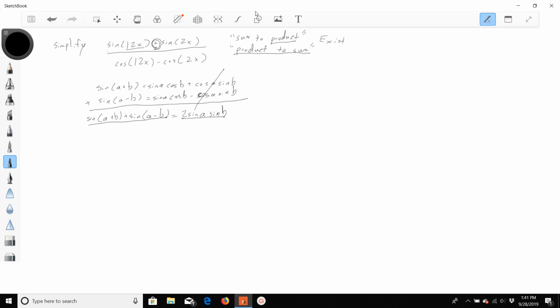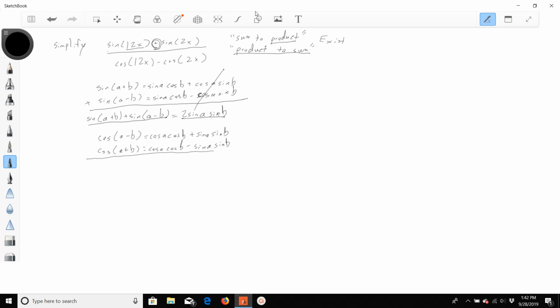Now we have two cosines here, so I'm going to list the angle addition formulas for those as well. We know cosine of a minus b is equal to cosine a cosine b plus sine a sine b. And we know cosine of a plus b is equal to cosine a cosine b minus sine a sine b.